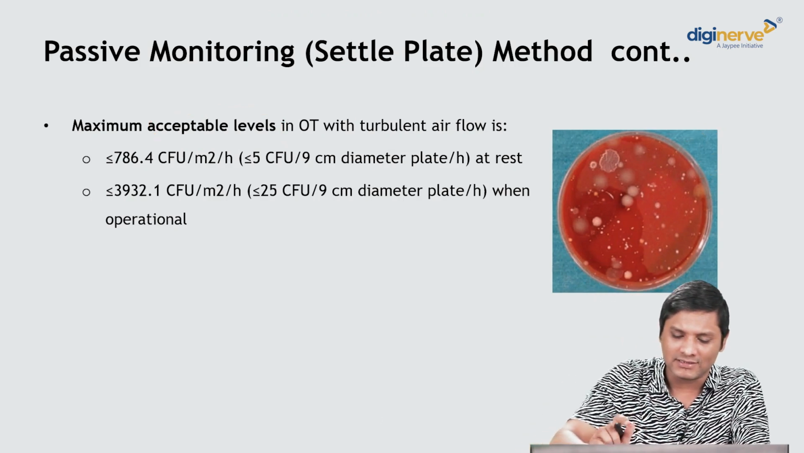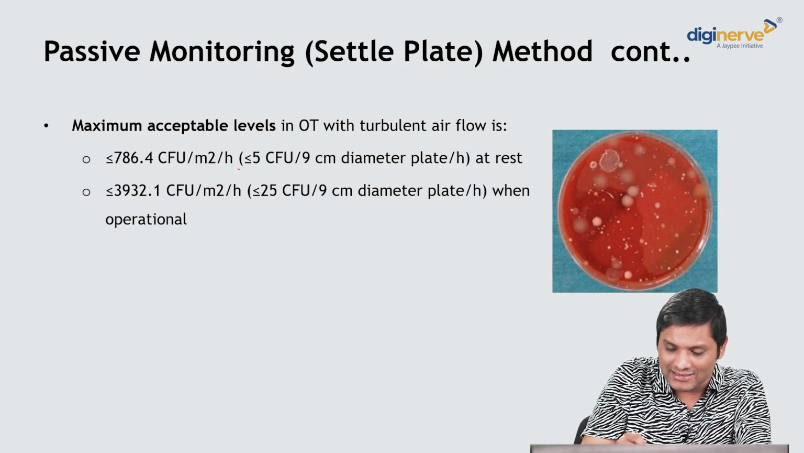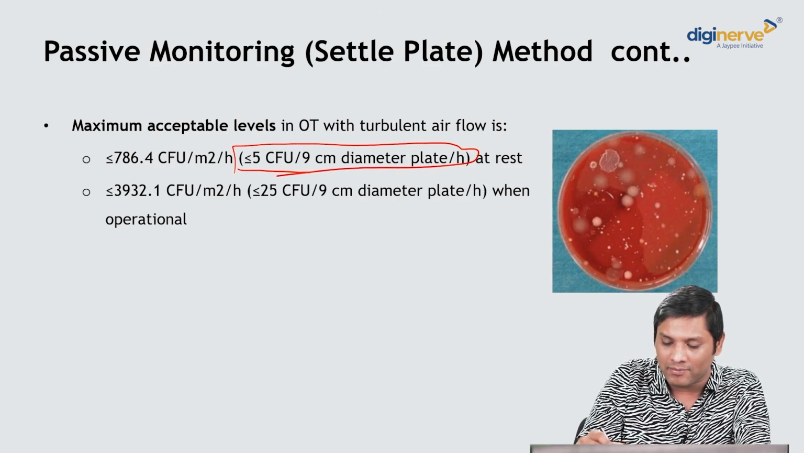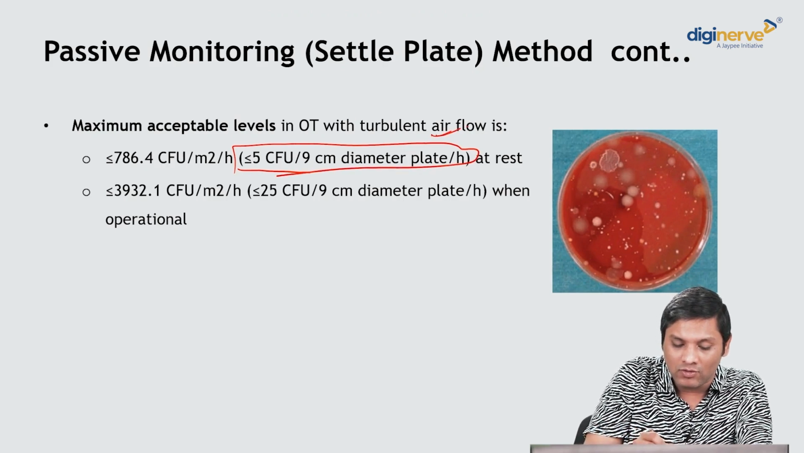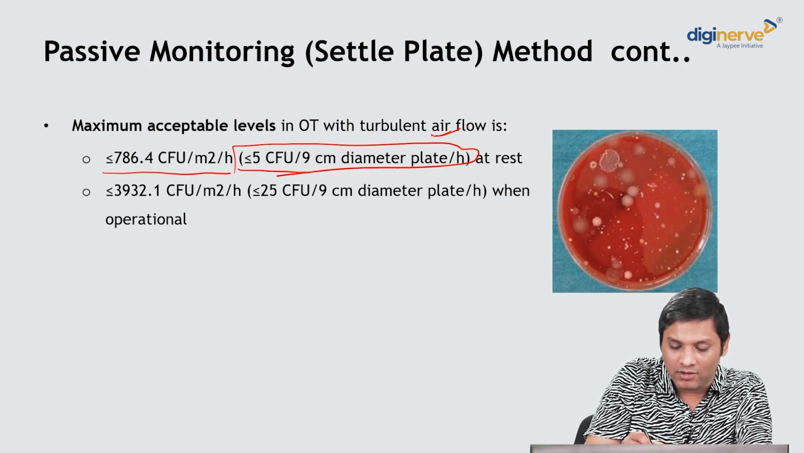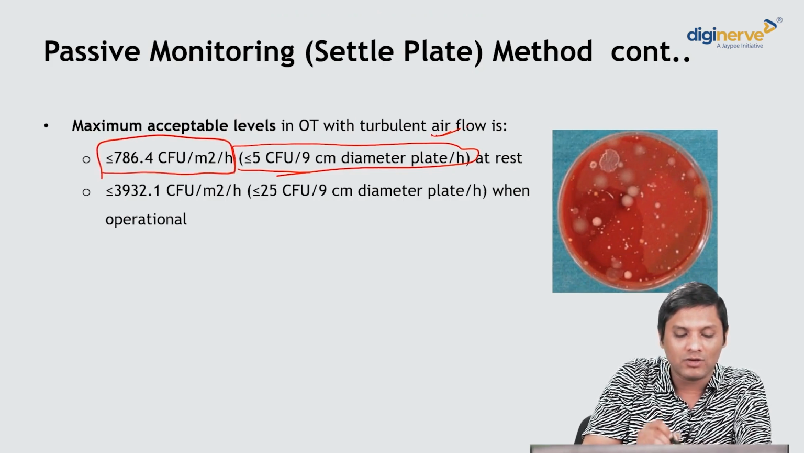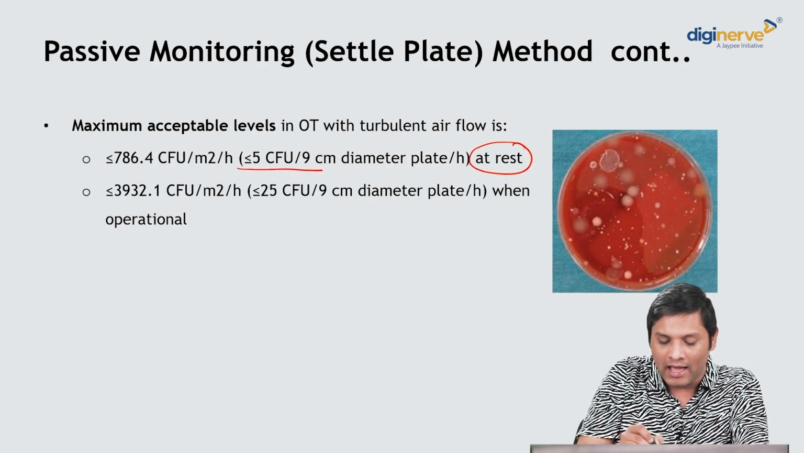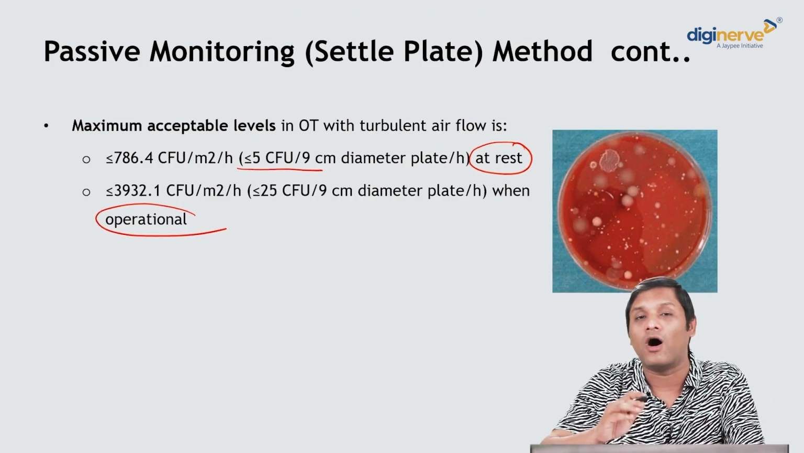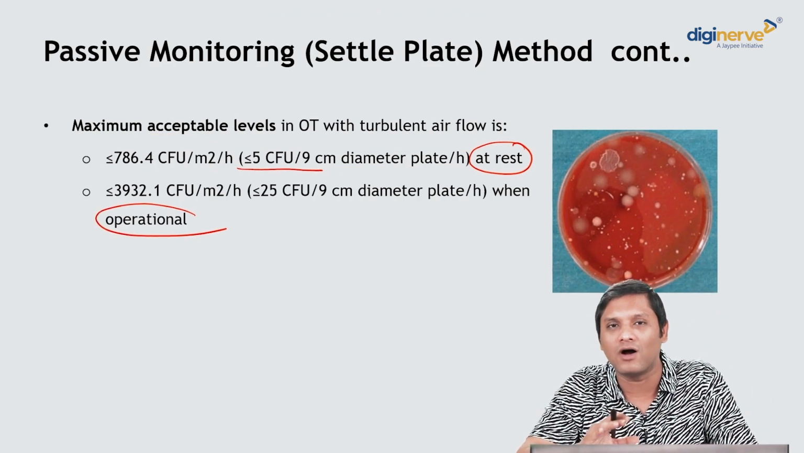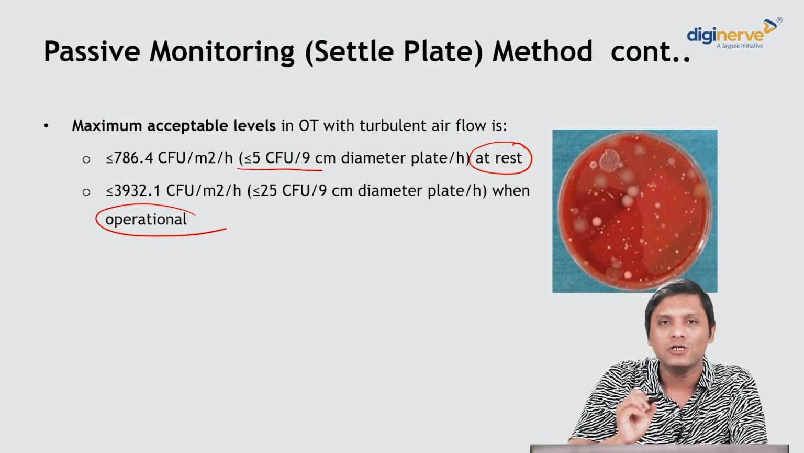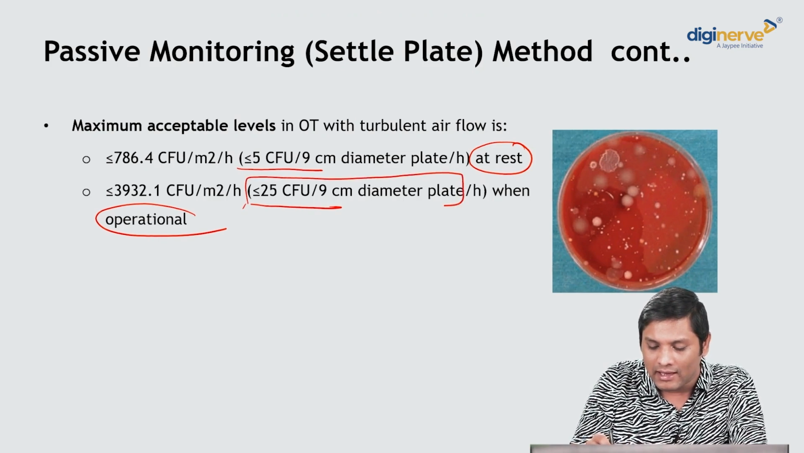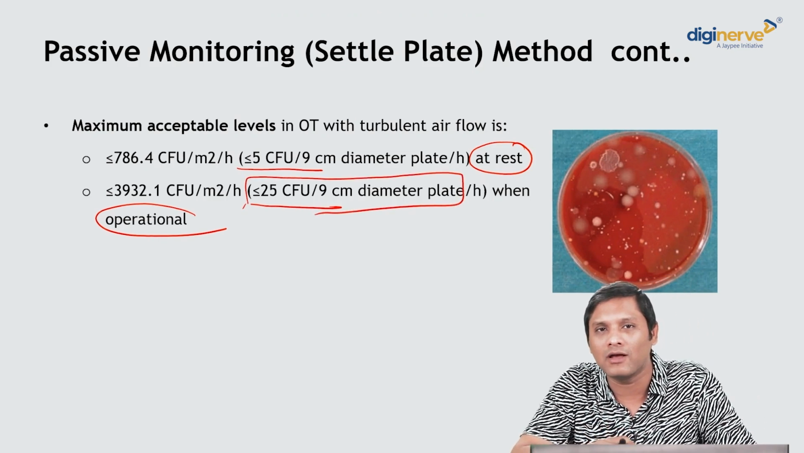One of the criteria is that if the organism load is less than 5 colonies in a 9 centimeter diameter plate, that is equivalent to less than 786 colony forming units per meter square per hour. So this is the acceptable limit at rest. And when the operation theater is operational, the count will increase. For that, the acceptable count is less than 25 colonies in a 9 centimeter diameter blood agar plate.